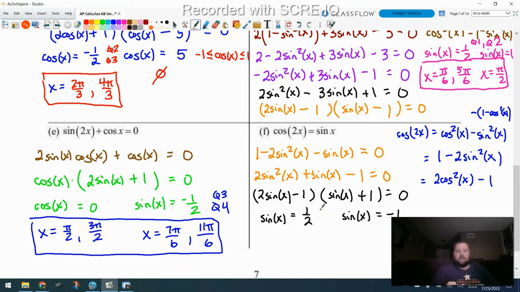All right, so this is in quadrant 1 and quadrant 2. And so sine x is equal to 1/2 at the pi over 6 locations. So it's pi over 6 and 5 pi over 6. And then sine is equal to -1 at 3 pi over 2.